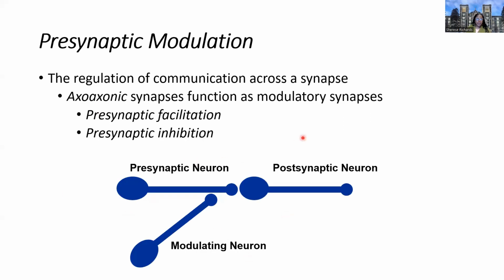Now, we also have presynaptic modulation. This is the way that we regulate synapses on the presynaptic side, and this is specifically using the axo-axonic type of synapse. We looked at this earlier, and I mentioned that you could make a note of this type of synapse. Although it's rare, it has a specific function in terms of modulating the synapse. So there can be presynaptic facilitation or presynaptic inhibition based upon this axo-axonic synapse. What's happening is the modulating neuron is synapsing onto the axon terminal, so it's an axon to axon type of synapse.